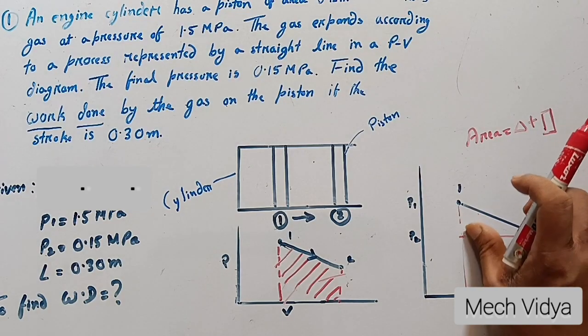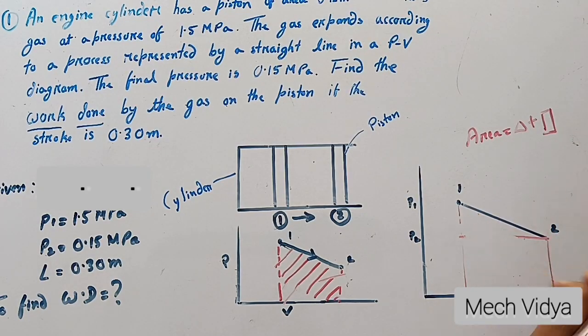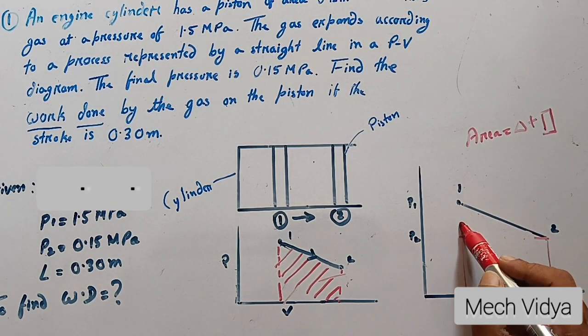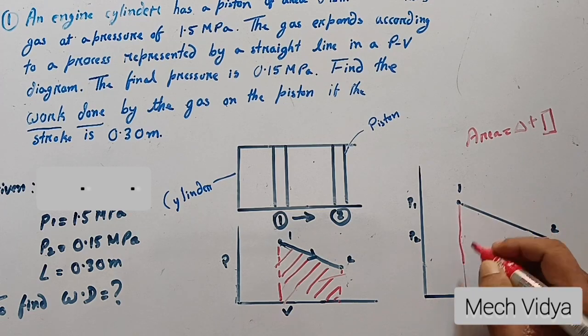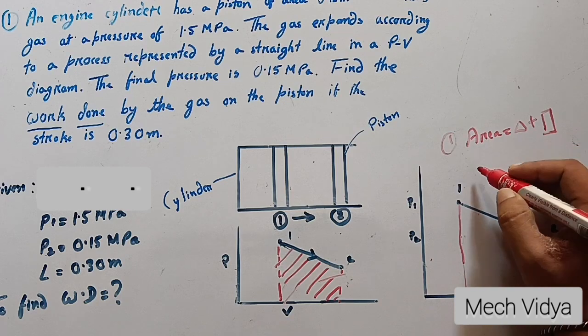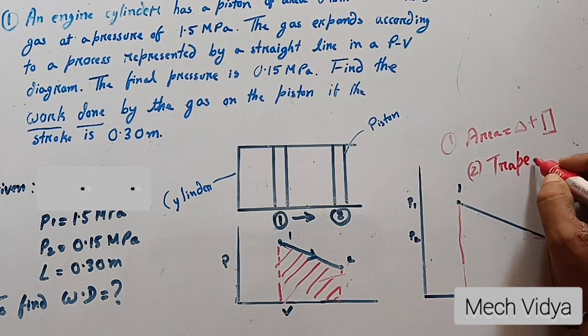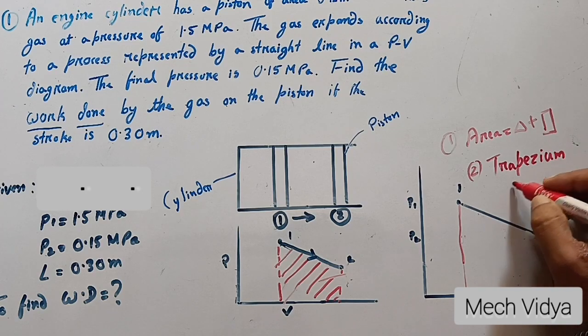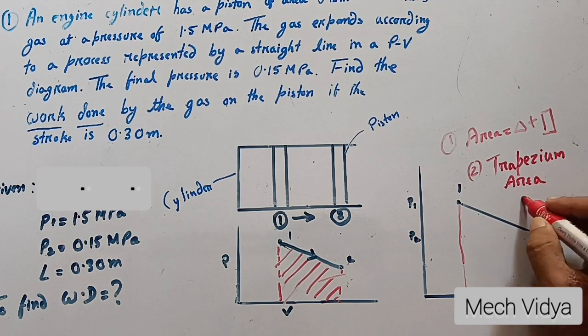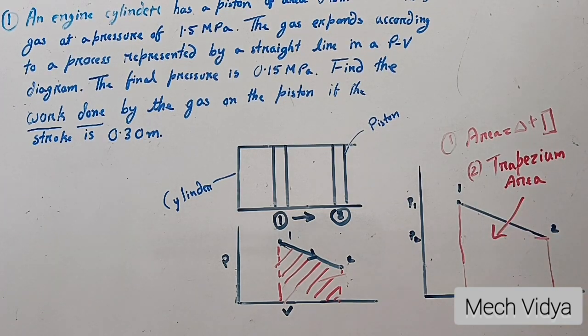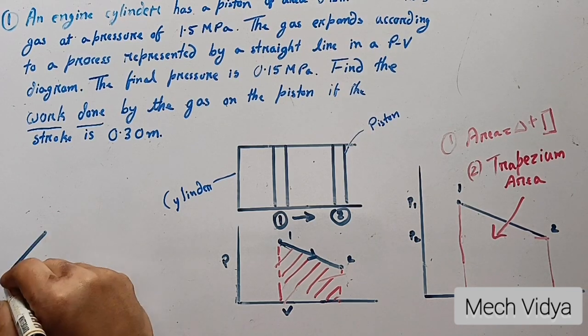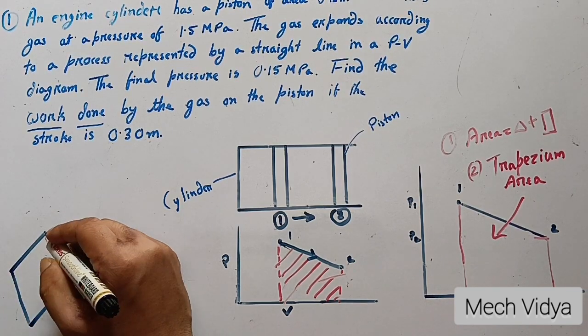Okay, one more approach is that this figure, if you see it carefully, looks like a trapezium. A trapezium is a geometrical figure which has two parallel sides. So I can also find out the area of the trapezium and this will tell me the work done during this process.